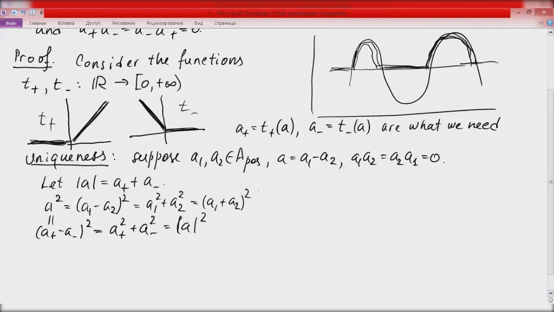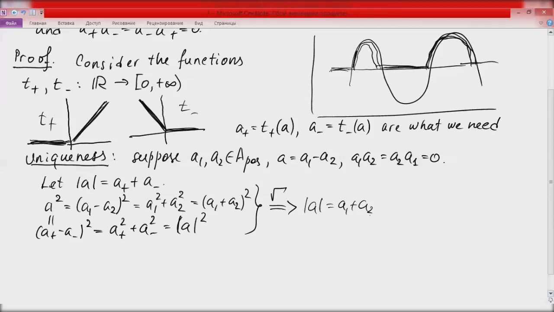If we now compare these results and we take the square root, then by the uniqueness of the square root, we conclude that the modulus of A is A1 plus A2. Of course, here we use the assumption that both the elements are positive. Well, they are positive because each of them is the sum of two positive elements. And we already know that the sum of two positive elements is positive.